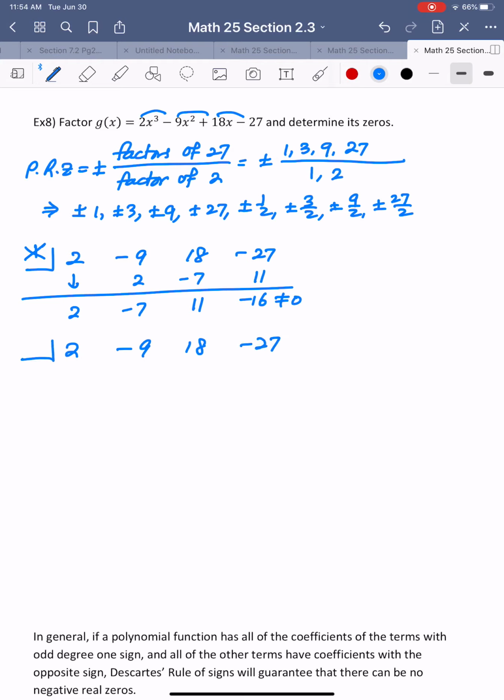So the next number is going to be a 3. Drop 2, 6, negative 3, negative 9, 9, 0. Yay, we got 0, right? So 3 is a zero.